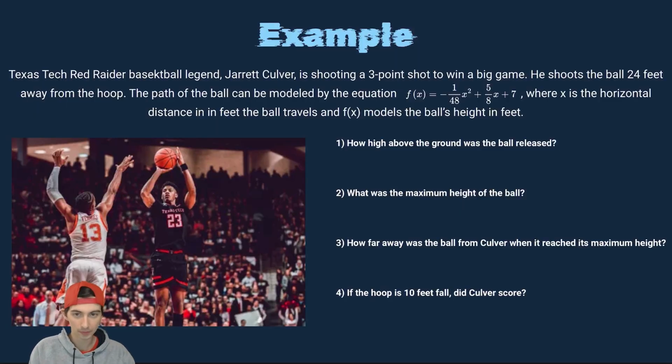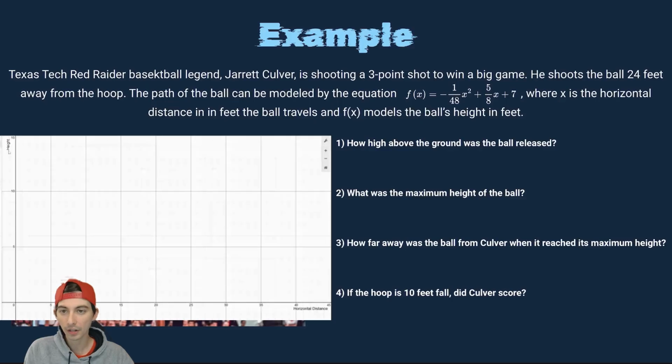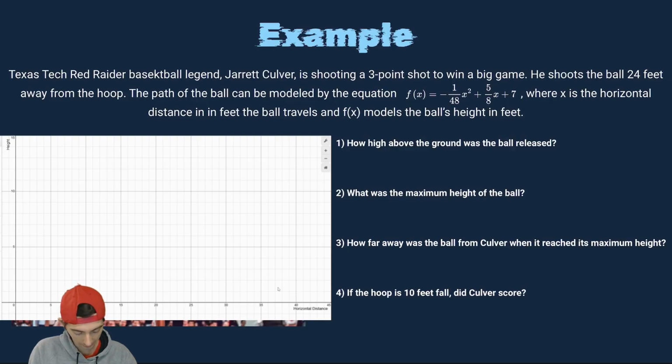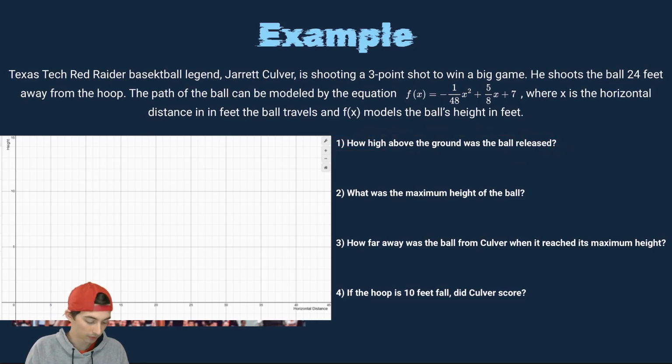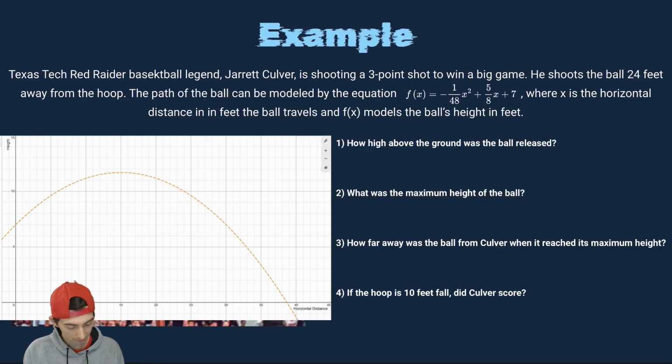So I'm going to go ahead and pull up Desmos here. When I do that, I've already labeled my y-axis as my height and my x-axis as my horizontal distance. And so the first question asks, how high above the ground was the ball released? So it's asking for a y value here because we want the height. And so if I go ahead and type in the equation, we get this graph, this parabola.